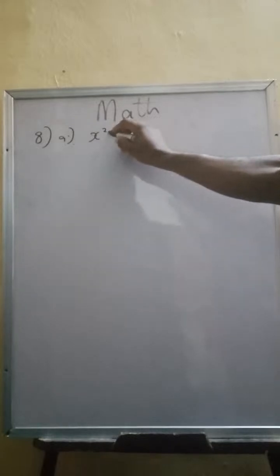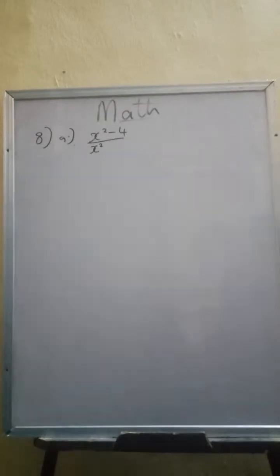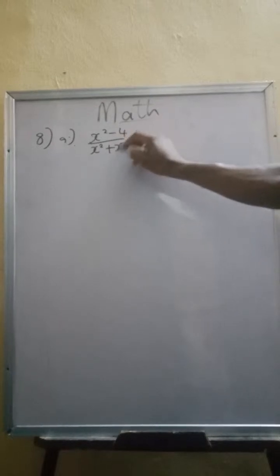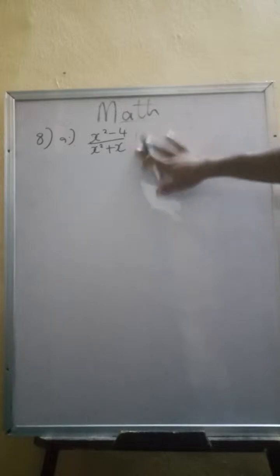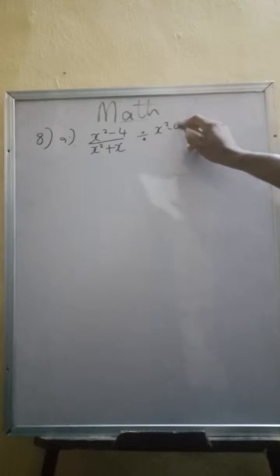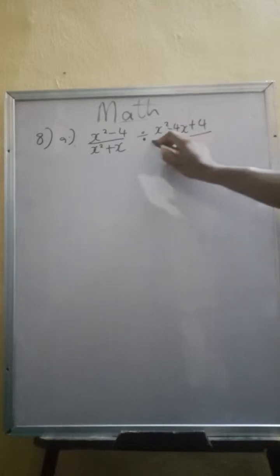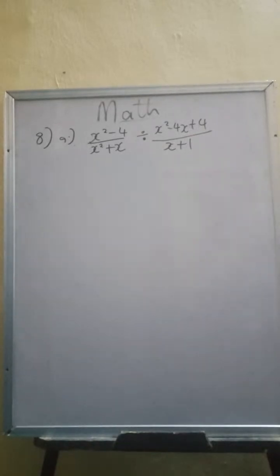Please divide x squared minus 4 over x squared, and I think it's plus x is written there. So let me just write the division sign. You're dividing by x squared minus 4x plus 4 over x plus 1. Divide this.